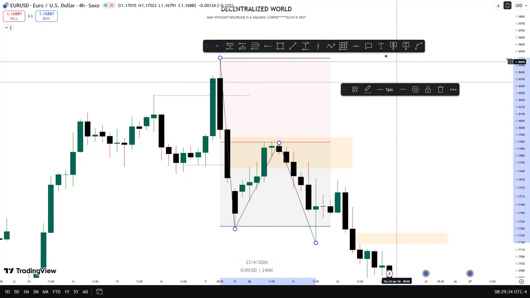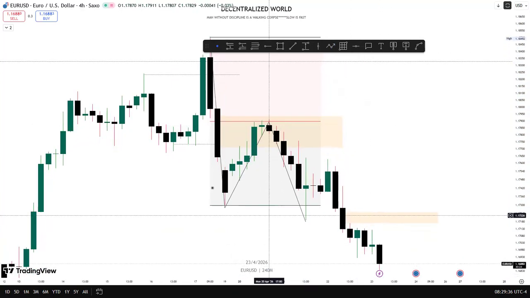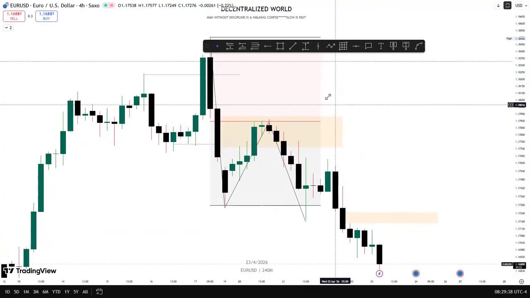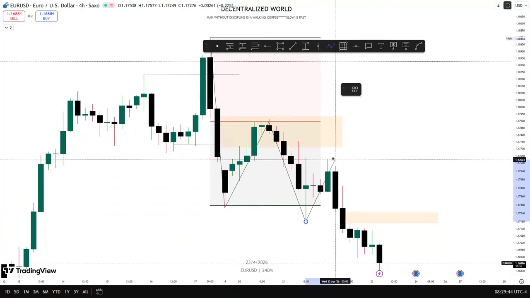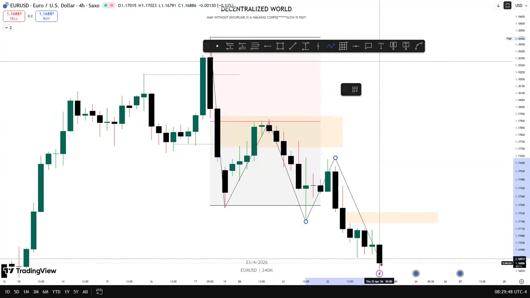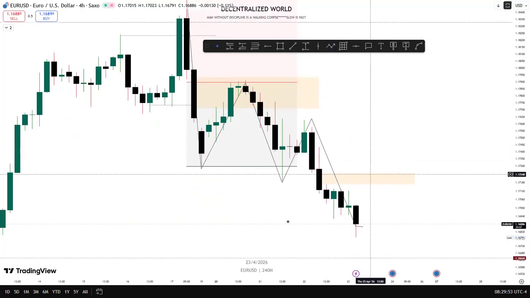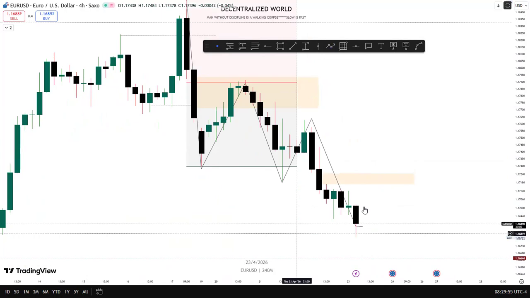Then what will price do again? Since the external has been taken out, the next target will be the internal range liquidity. So price will then go higher a small bit and then start dropping. So that's basically it.